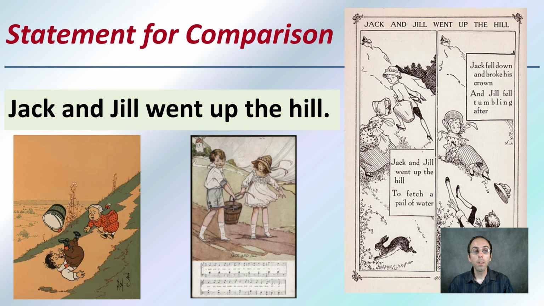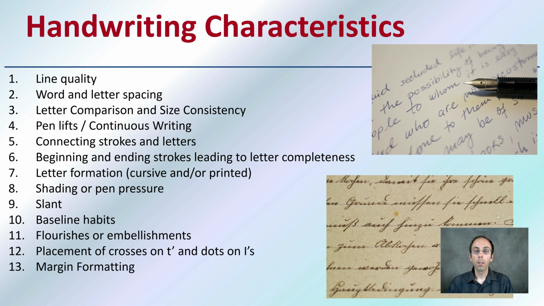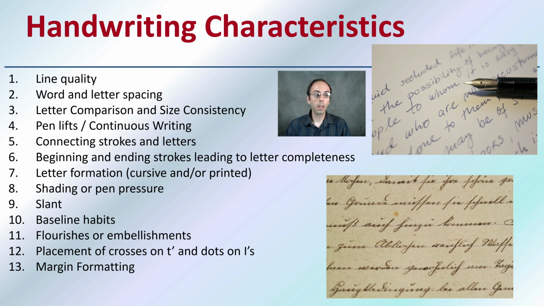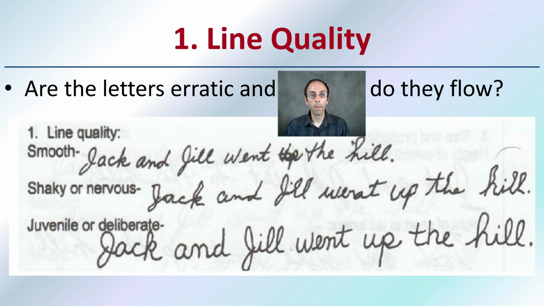Well, the statement for comparison is going to be Jack and Jill went up the hill. So we're going to keep this consistent through the samples we're going to look at through these 13 different kinds of methods of comparison. These characteristics that we're going to be looking at are all listed here. I'm going to go through them, so hopefully you can stick around and pause the video. It's encouraged so you can look and compare to see what you're looking at for these 13 major characteristics.